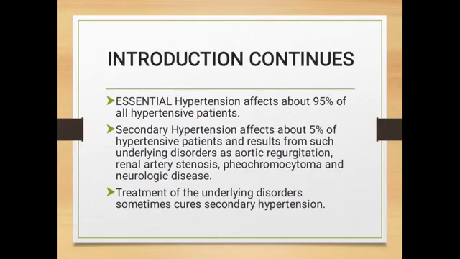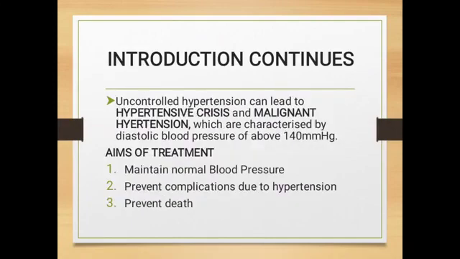But you just know that in secondary hypertension, there is an underlying disease or condition causing a rise in blood pressure. So treatment of secondary hypertension will mainly depend on treating the underlying cause or disease. Now, uncontrollable hypertension can lead to a hypertensive crisis as well as malignant hypertension, which is mainly characterized by a diastolic blood pressure of above 140 millimeters of mercury.